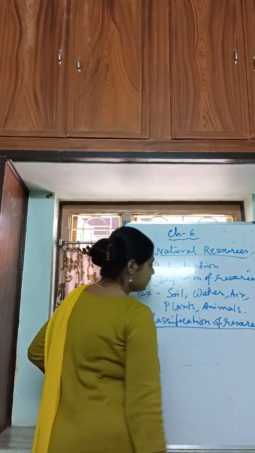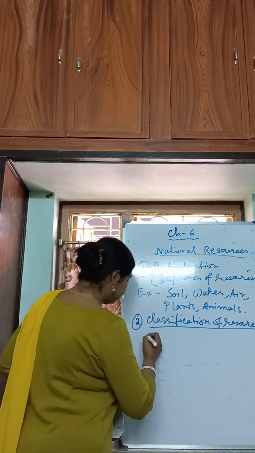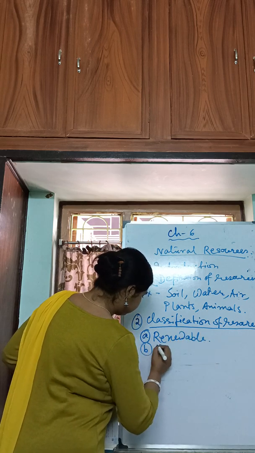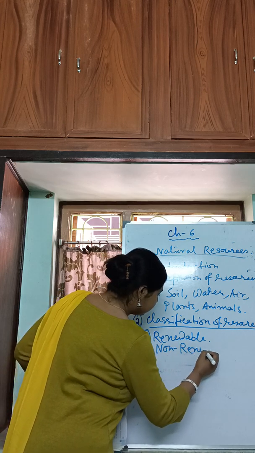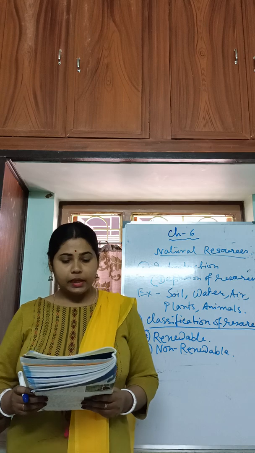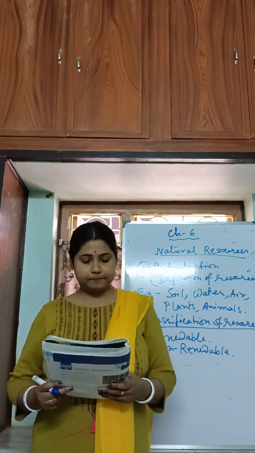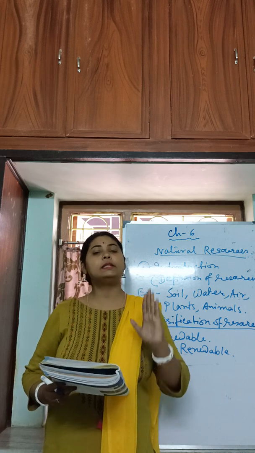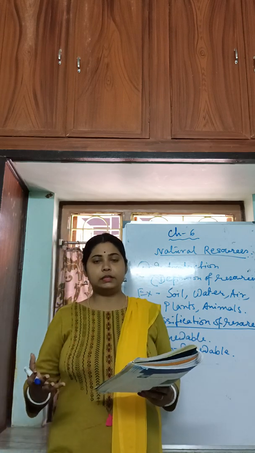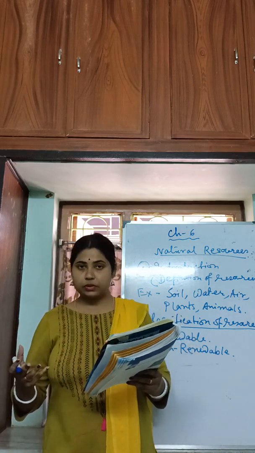Okay. In the classification, we know that there are two types of resources. Number one is renewable. And number two is non-renewable. Okay, these are two types, renewable and non-renewable. So, renewable resources are what? See, the resources that can be used again. Renewable. So, once it is finished we can get it again. That is renewable. Solar energy, light, water, soil, air. These are renewable sources of energy.